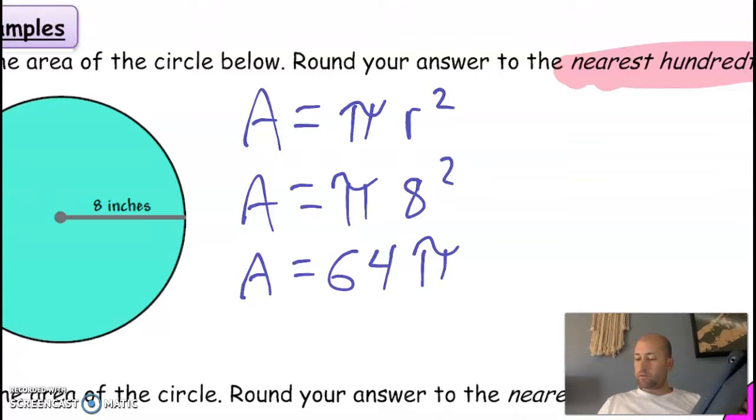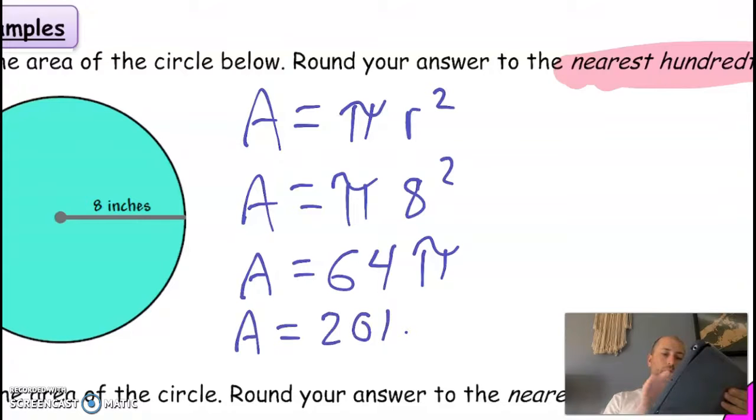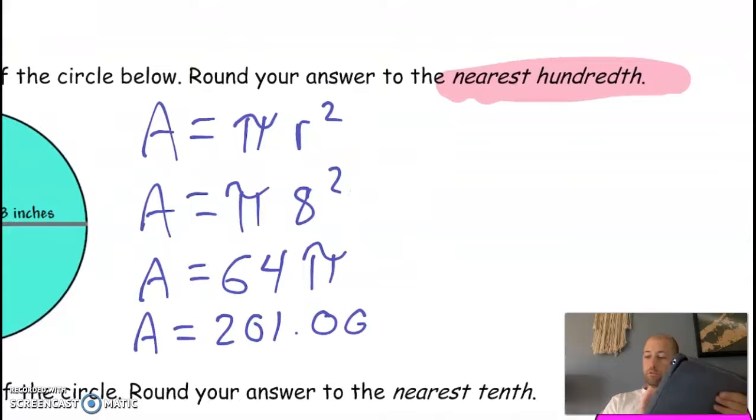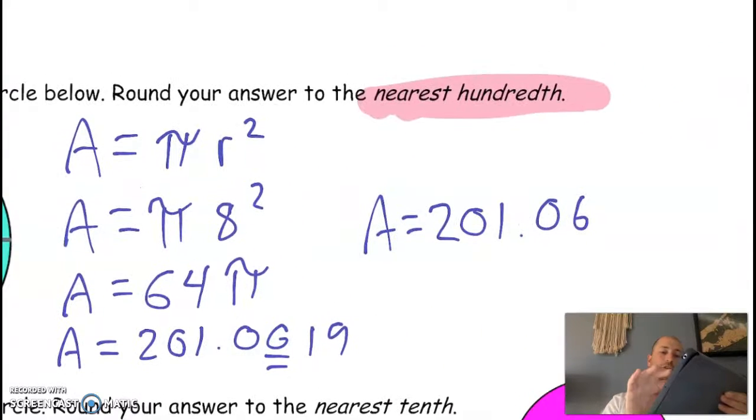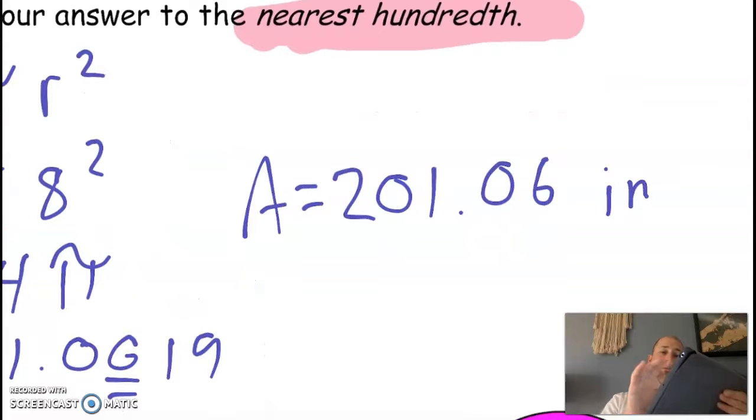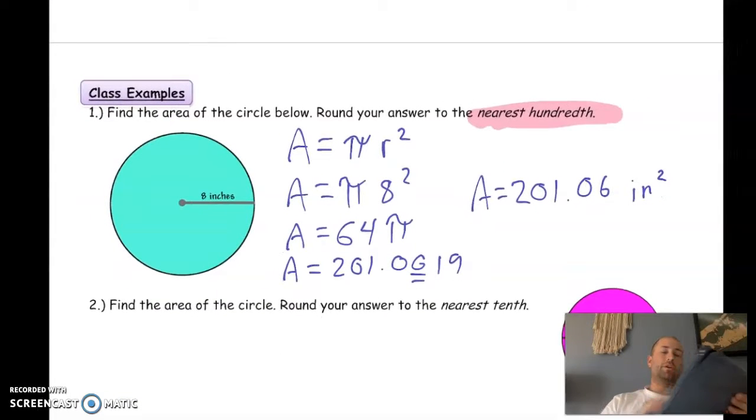Now I go to my calculator: 64 times pi. The area equals 201.06 to the nearest hundredth; nearest hundredth is that one. So the area is equal to 201.06. What are my units? This one is inches, so that is inches squared. Area units are always squared. Perimeter is always a linear unit, so it would just be inches.